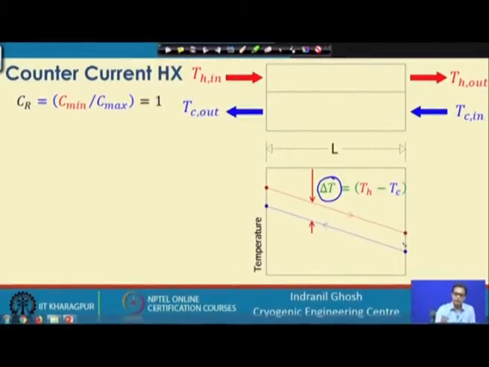Since we are trying to solve a counter current heat exchanger design problem, the fluid temperatures, inlet and outlet, for both the hot and cold fluids are known. Here we have assumed CR equals 1. Now, we want to find out what would be the length or diameter of this heat exchanger.